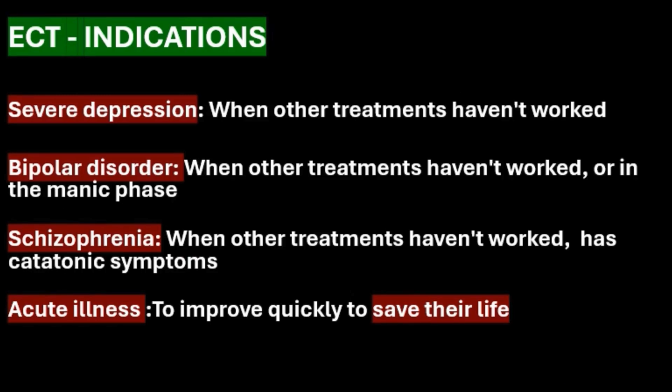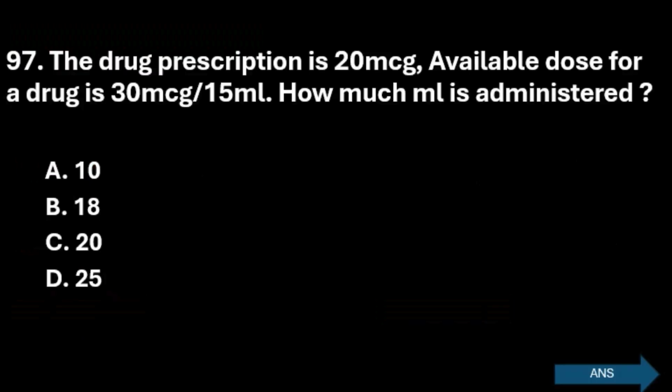Let us see the electroconvulsive therapy and its indications. Severe depression, when other treatment cannot be effectively implemented. Bipolar disorders, when other treatments have not worked or in manic phase. Schizophrenia, when other treatments have not worked and in catatonic symptoms, so catatonic schizophrenia. Acute illness, to improve quickly to save their life. If he is in a life-threatening condition, the disease should be improved by ECT.